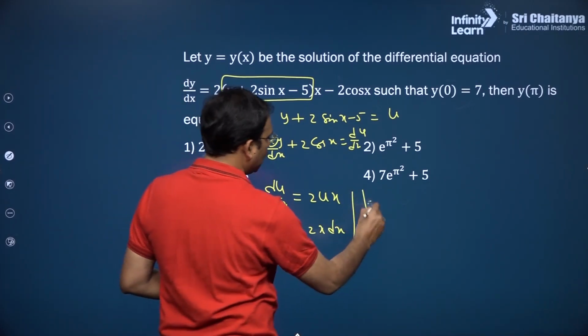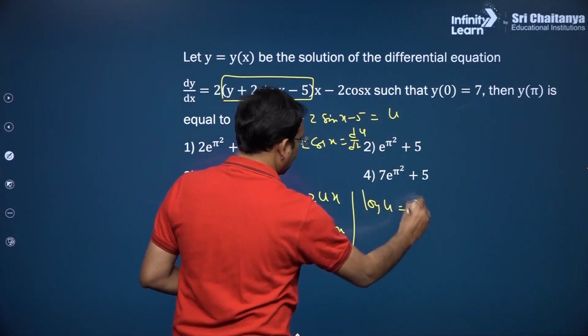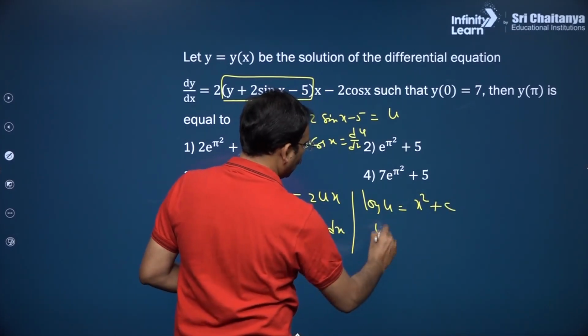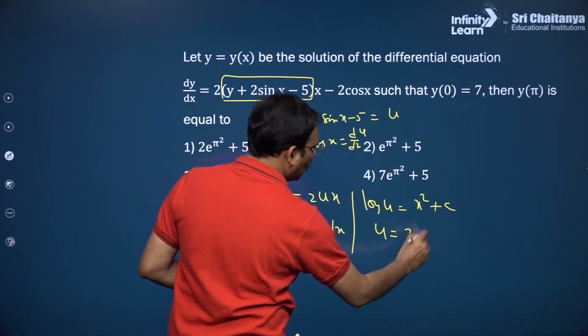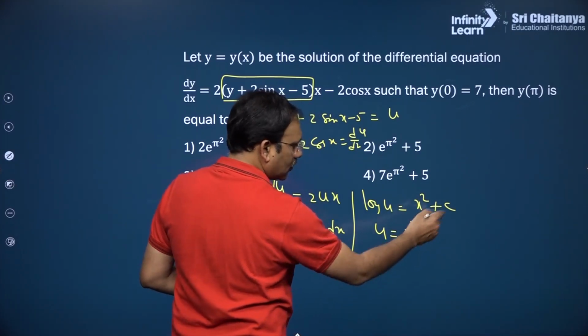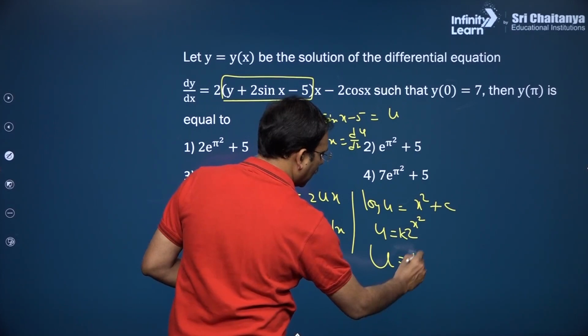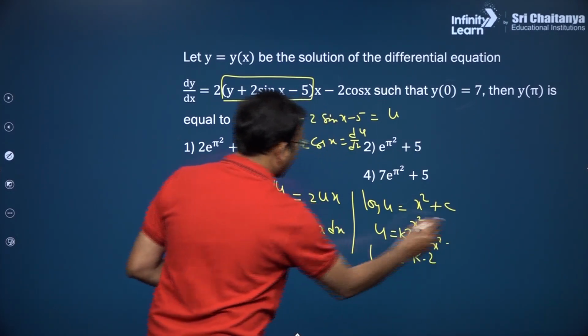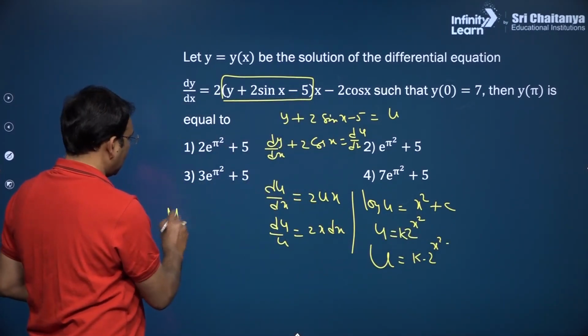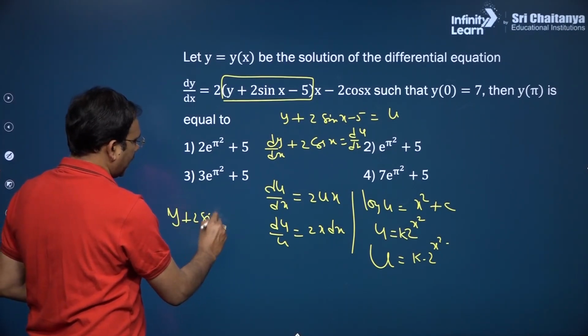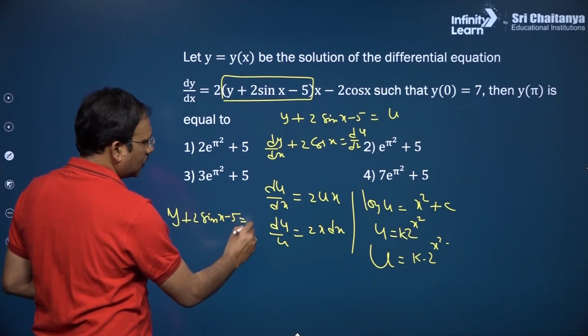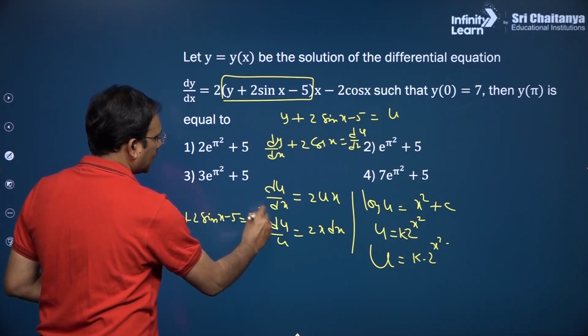So log u is going to be x square plus c. So u is equal to 2 power x square into 2 power c, and you can treat 2 power c like k. u is equal to k into 2 power x square, my dear friends. u is nothing but y plus 2 sin x minus 5, which is equal to k into 2 power x square.